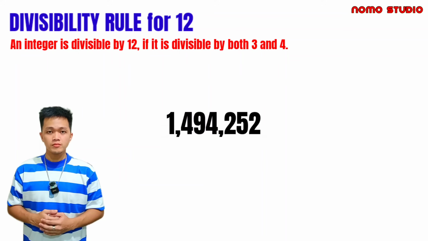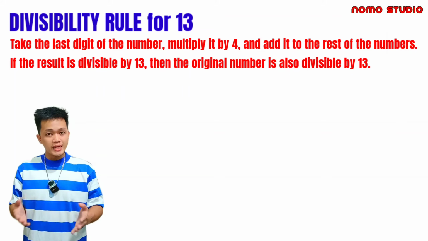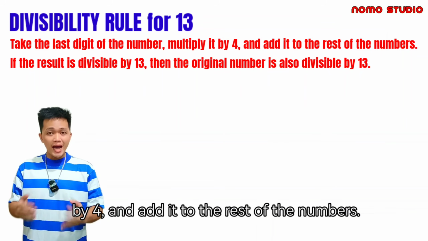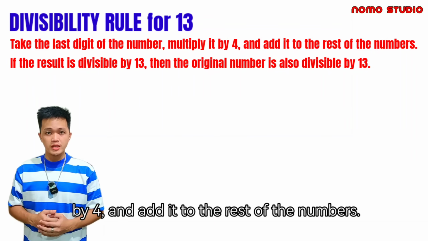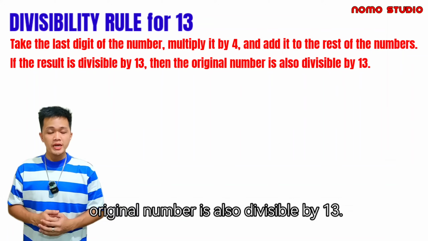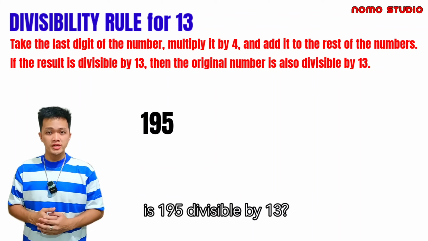So now let's have the divisibility rule for 13. Take the last digit of the number, multiply it by 4, and add it to the rest of the number. If the result is divisible by 13, then the original number is also divisible by 13. Let's try this one. Is 195 divisible by 13?